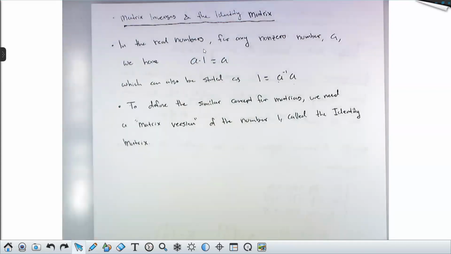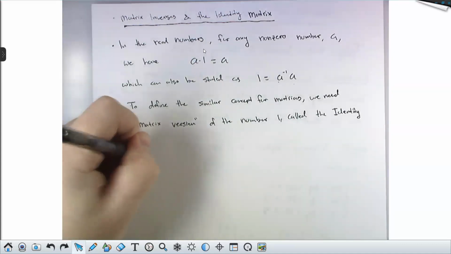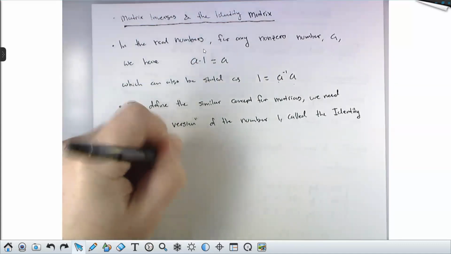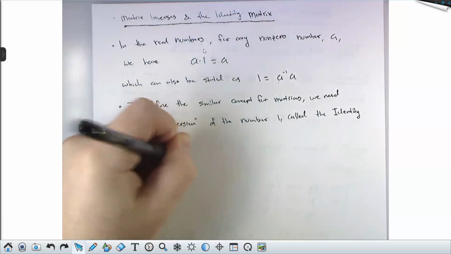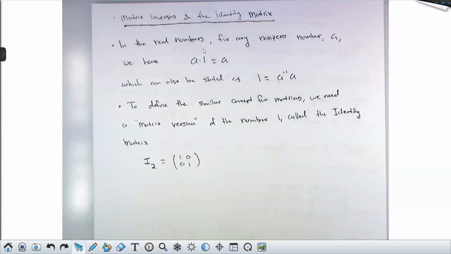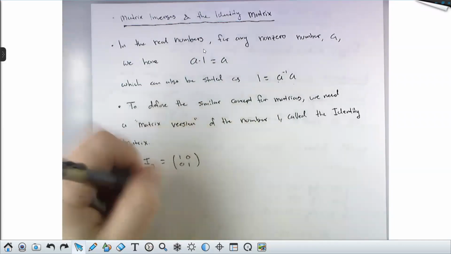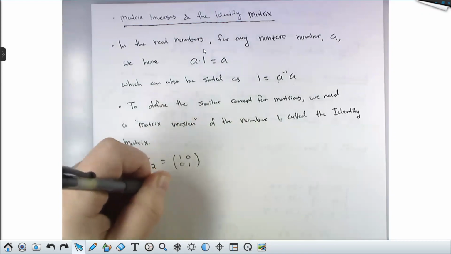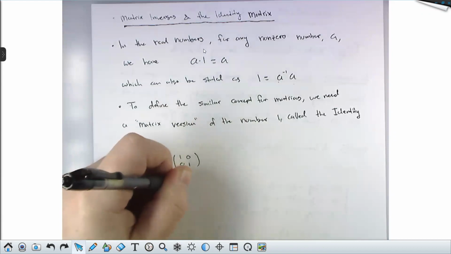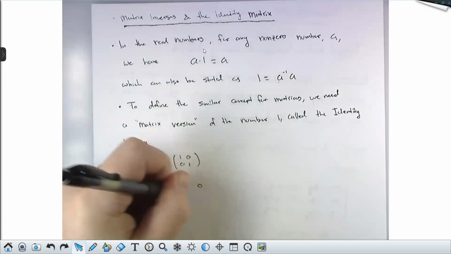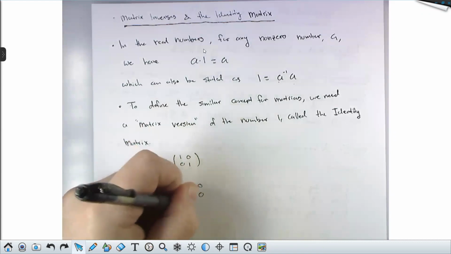It turns out there's a different identity for each size. They'll always be square matrices. And it turns out that the matrix which does the job here, I2, the 2 by 2 identity, is the matrix 1, 0, 0, 1. I3, the 3 by 3 identity matrix, is 1, 0, 0, 0, 1, 0, 0, 0, 1.